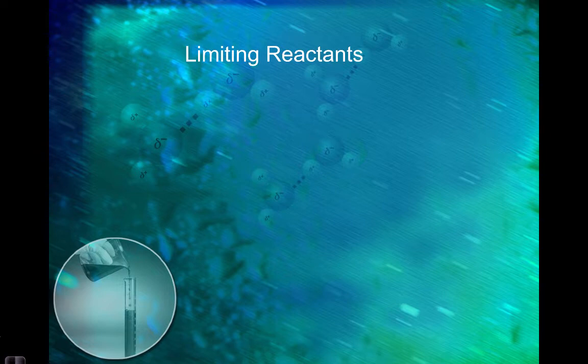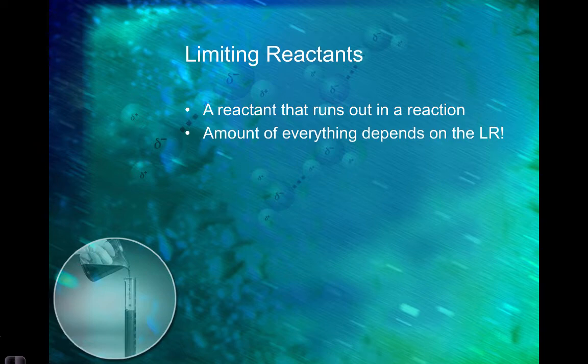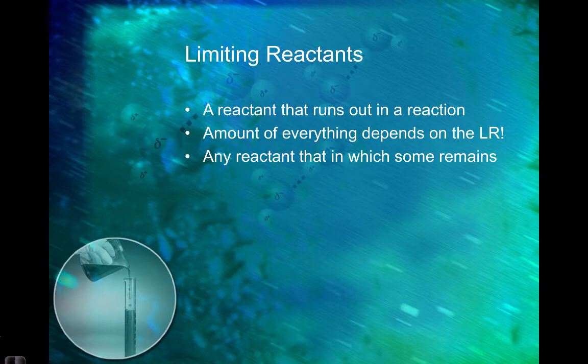So you can only create so much product because one of the items will run out and you can't make any more of your product. So a limiting reactant is the thing that runs out in your reaction. So the amount of everything depends on that limiting reactant. Any reactant that remains is excess.